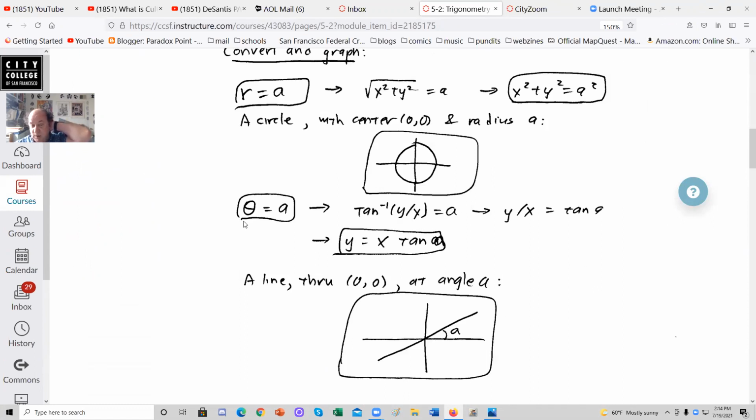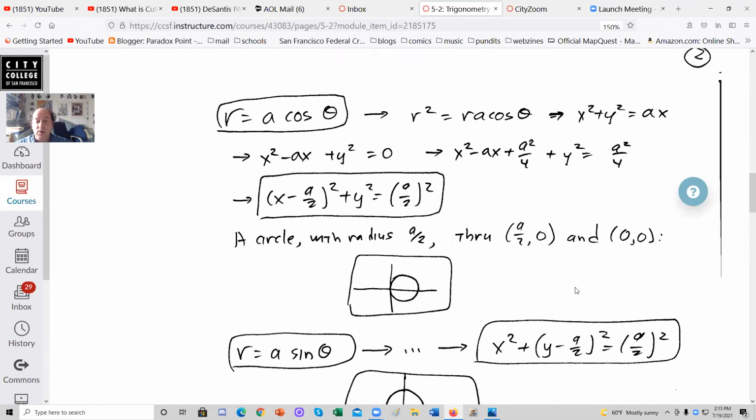Here, theta equals a. This is at a specific angle. It's on a line at a specific angle from the horizontal. So arctan y over x equals a, so y over x equals tangent a, so y equals x tangent a. That's a line through the origin, 0, 0, at an angle a.